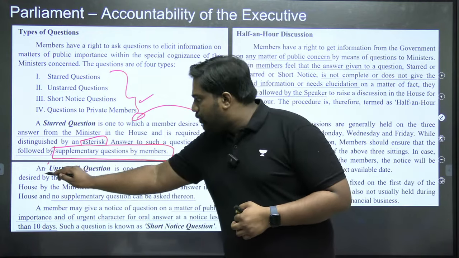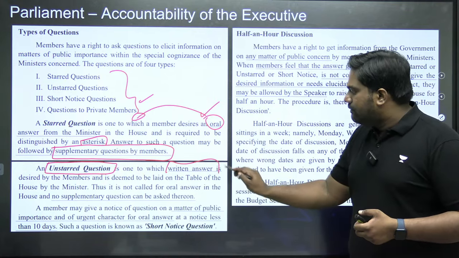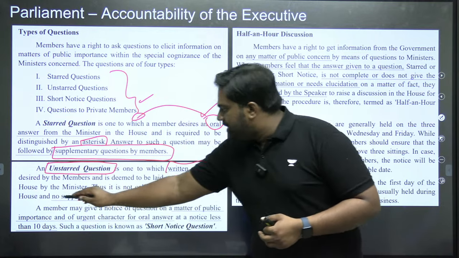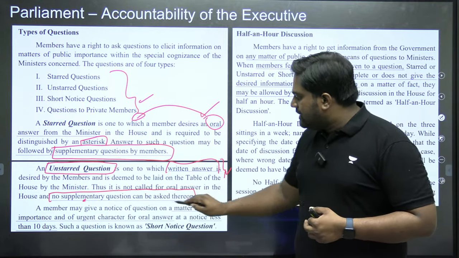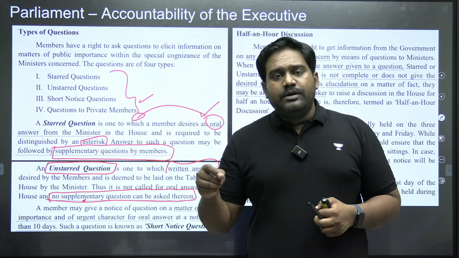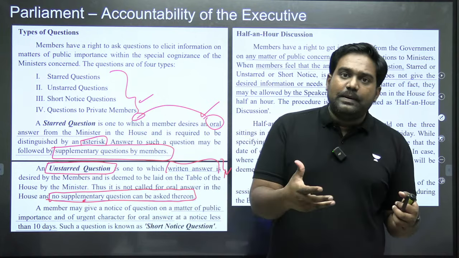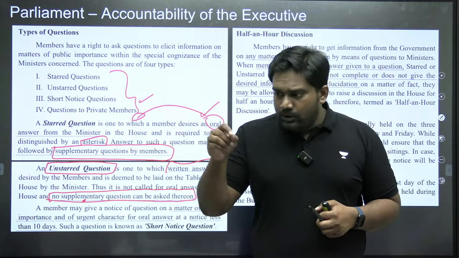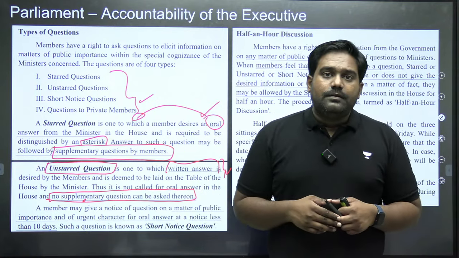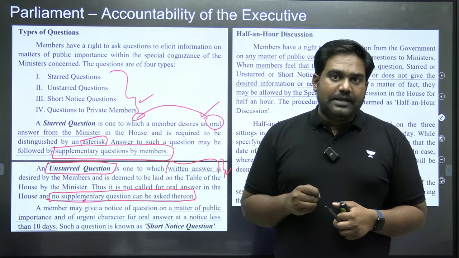We also have unstarred questions. For unstarred questions, written answers are given by the concerned minister. So obviously, there is no option for supplementary questions here because it's a written answer which is given, right? But still, it will push the government to admit on the floor of the house and provide and share information which will bring transparency in administration. It will hold the government accountable. The government would be worried about being questioned in the parliament, right? So these are very important tools of parliamentary accountability.